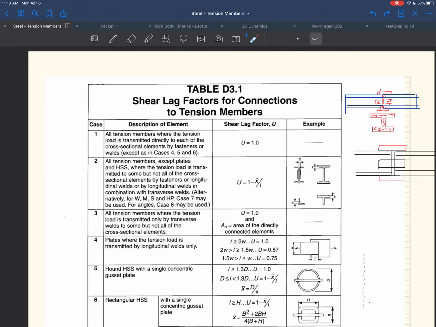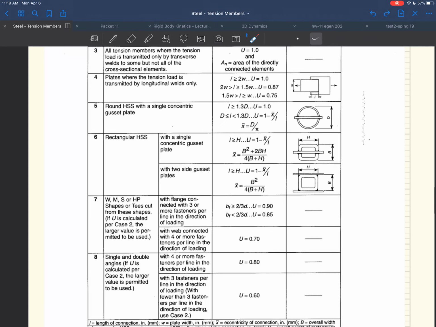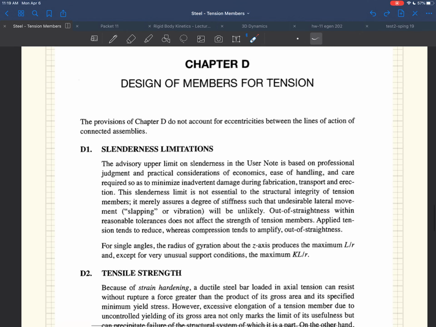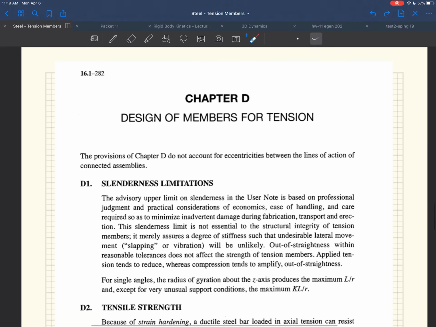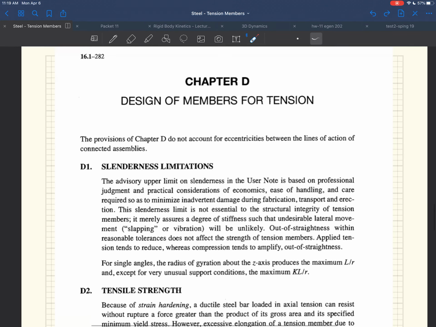So this comes right out of table D3.1. So this comes out of the specifications. If you look in the commentary for D3.1, you'll find a little more explanation of what X bar is and what L is. So we flip over to that. So here's a bunch of other cases as well, right? And you can look through those as you're working through your homework. Okay, but here's the specifications for chapter D.